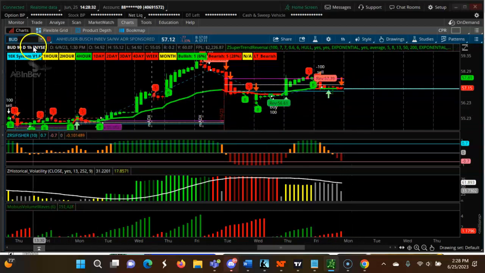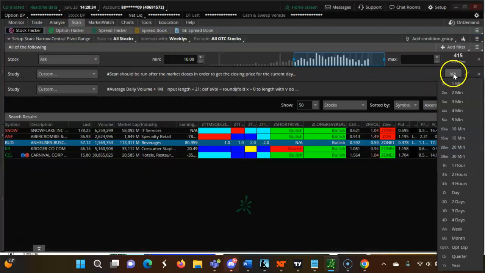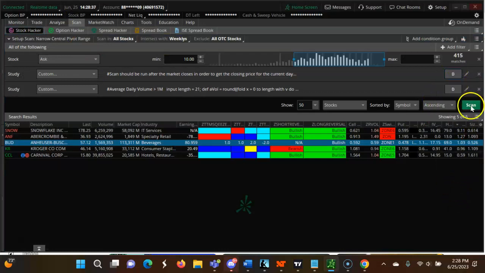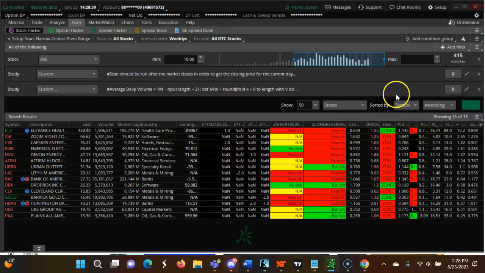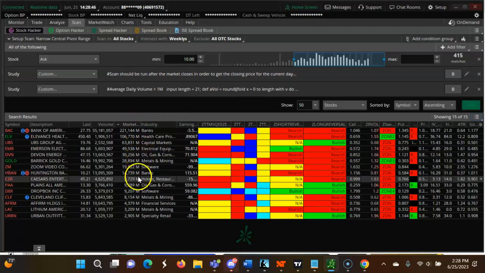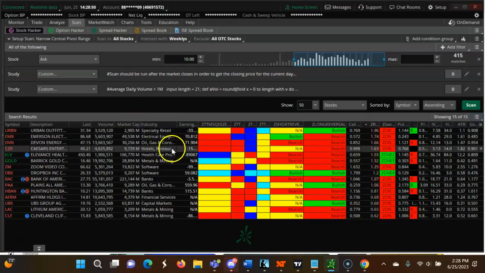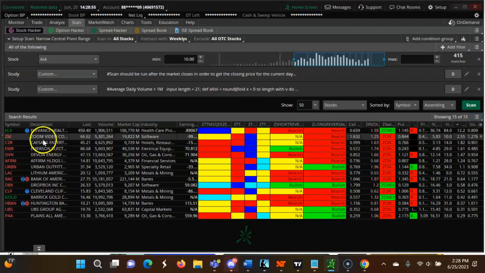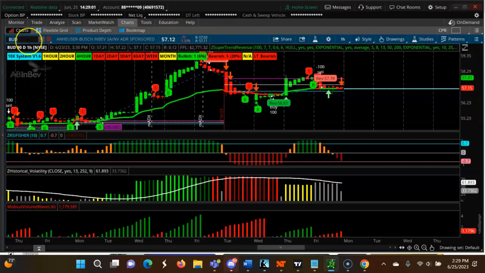Okay. So let's do this narrow CPR for tomorrow, right? A day scan. Okay. For tomorrow, market cap. Here. Okay, ELV. Elevance Health. ELV, a chart.